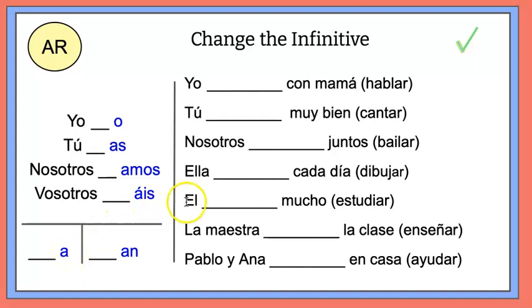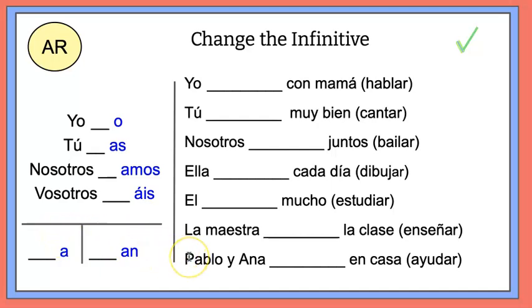A. The same thing with el. The infinitive is estudiar, take off the AR, you write the rest of the word, the stem, in the blank, and you look at the chart to see which ending you would add. And el is singular, so you would add an A.